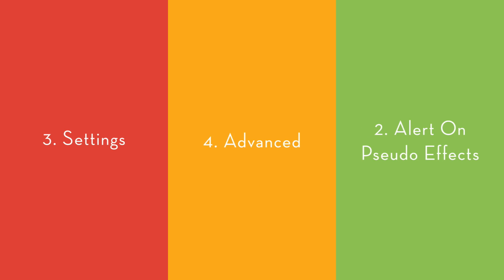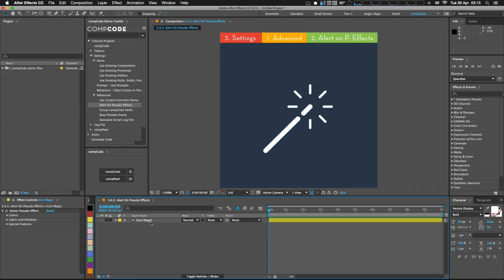This one time I had a project that used some pseudo effect applied to a layer, and I generated a compCode and sent that final script to the client. And once he ran that script, he got an error that says that, oh dude, I don't have that some pseudo effect installed on his system. And then I had, wow, man, I had a pseudo effect on my layer and I didn't know about it.